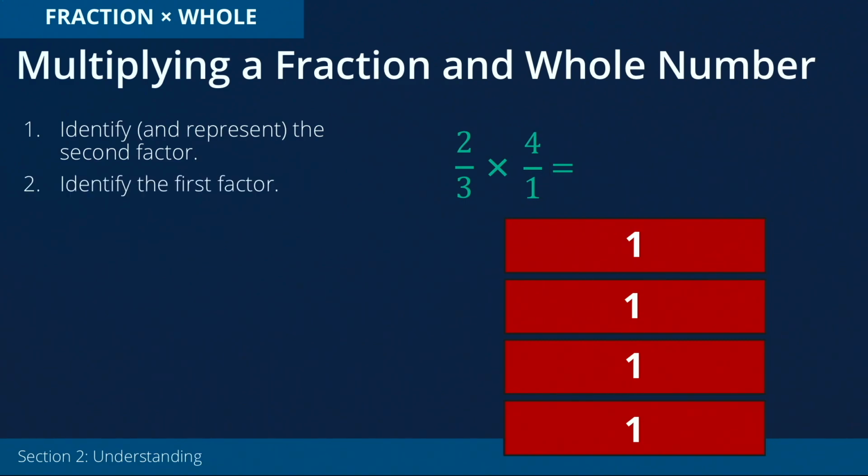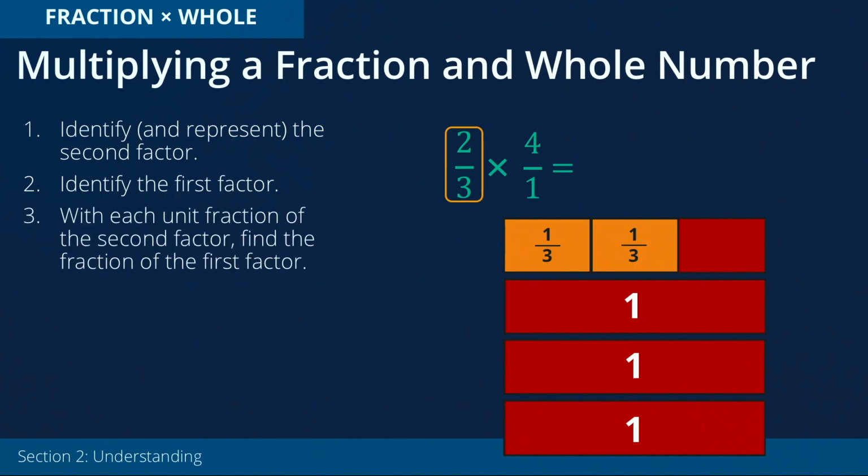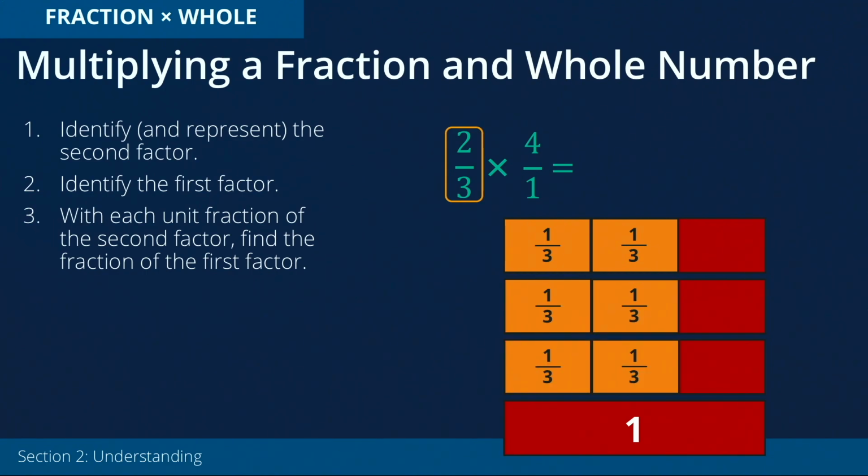Now I'm going to identify the first factor. Here it's 2/3. And I want to find 2/3 of each of those wholes. So what might that look like? Well, there's 2/3 of the first whole. Here's 2/3 of the second, 2/3 of the third, and 2/3 of the fourth.